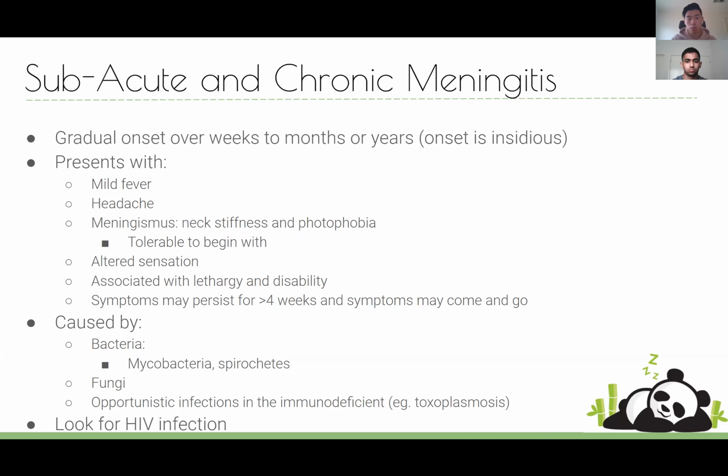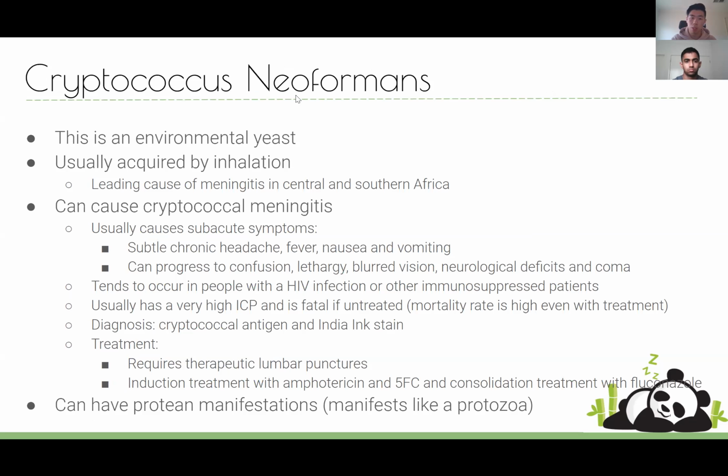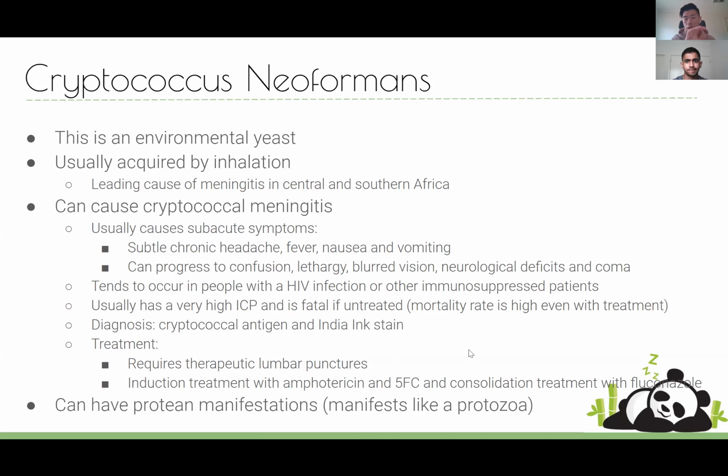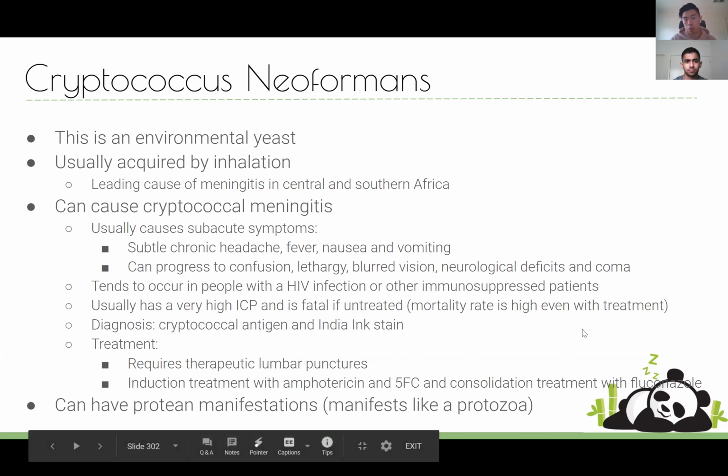So one of these causes is Cryptococcus neoformans, which is a type of fungi or a yeast acquired by inhalation, and causes cryptococcal meningitis. This isn't critically important, but it's diagnosed on an India ink stain. Basically, it will show up as a white halo on a black slide. It occurs in HIV-positive people, and it requires a lumbar puncture for therapy as well as different treatment.